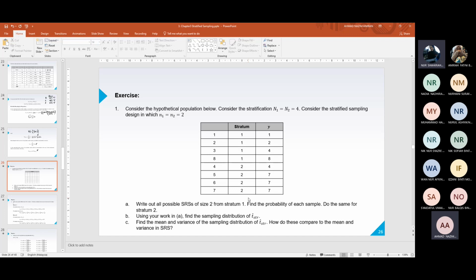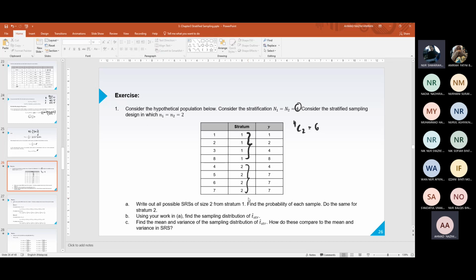Okay, kalau perasan kat sini ada dua stratum. Stratum 1 and stratum 2. Write out all possible simple random sampling of size 2 from stratum 1. How do you do this? You can just do like this. What is our N value? 4. The population for stratum 1 is equal to 4. 4 C2. Same, right? So you will get the value is equal to 6. Correct?